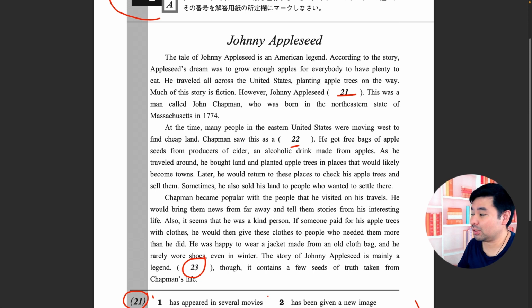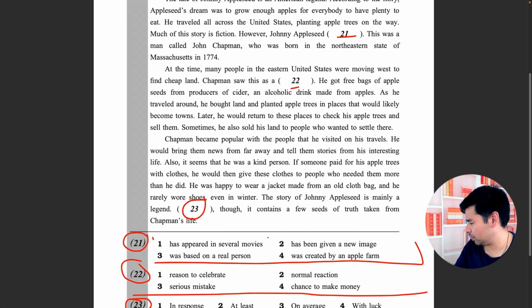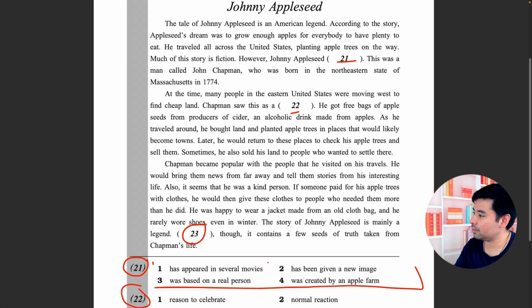However, Johnny Appleseed was a man called John Chapman who was born in the northeastern state of Massachusetts in 1774. Yeah, as I told you, we have already done that. And remember that for 21, the options were: had appeared in several movies, was based on a real person, has been given a new image, and was created by an apple farm.